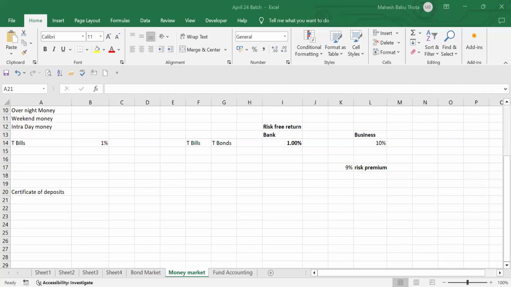Similarly, we have certificates of deposit also. A certificate of deposit is like this: as an investor, if I'm investing some amount in the bank, I'll get one certificate. The certificate is a bearer instrument, like a bond. Whoever holds that certificate of deposit will be entitled to receive the interest. If I hold it, I'll receive the interest. If I transfer it to someone else, they will receive the interest.